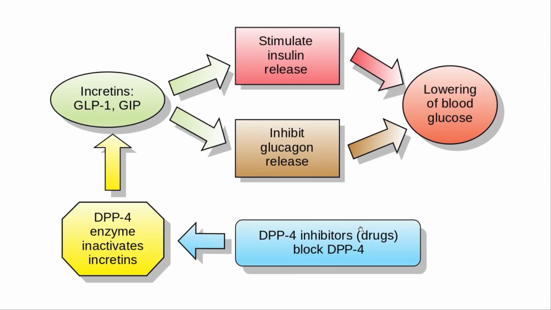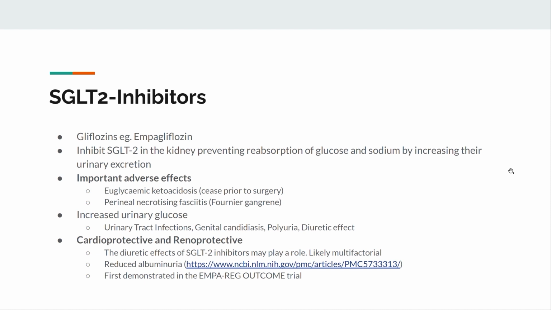Here's just a diagram of the DPP-4 enzyme breaking down the incretins, which include GLP-1. DPP-4 inhibitors block that to increase GLP-1, which promotes insulin and reduces glucagon and causes a lowering of blood glucose.